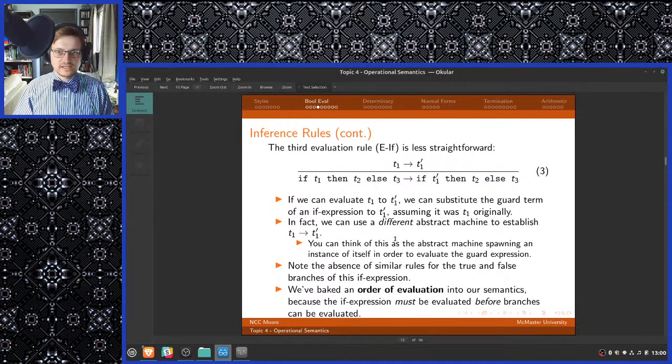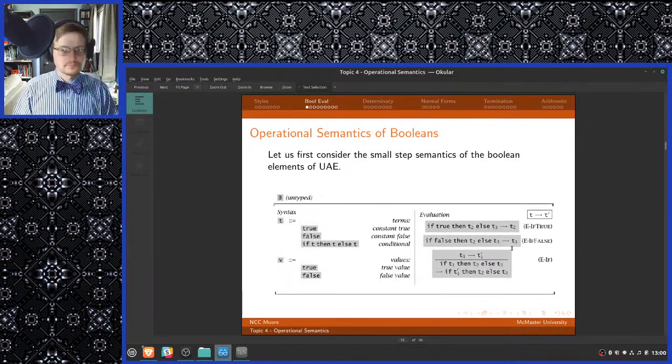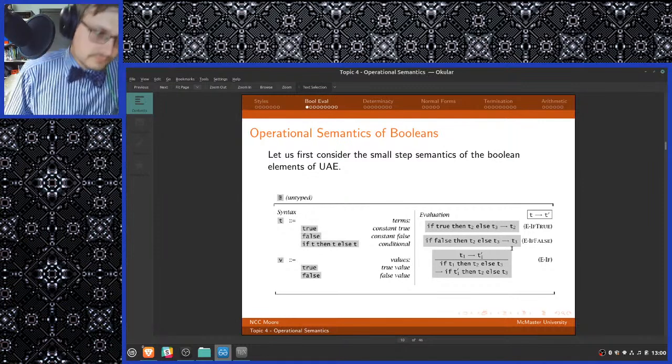You can think of this as the abstract machine spawning an instance of itself in order to evaluate the guard expression. Note the absence of similar rules for the true and false branches of the if expression. So this is an intentional design decision. You may be saying, well, I'm looking at the semantics, and I notice that you have a substitution rule for the guard expression. Where's my substitution rule for T2 and T3? Why isn't that there? It seems conspicuous by its absence.